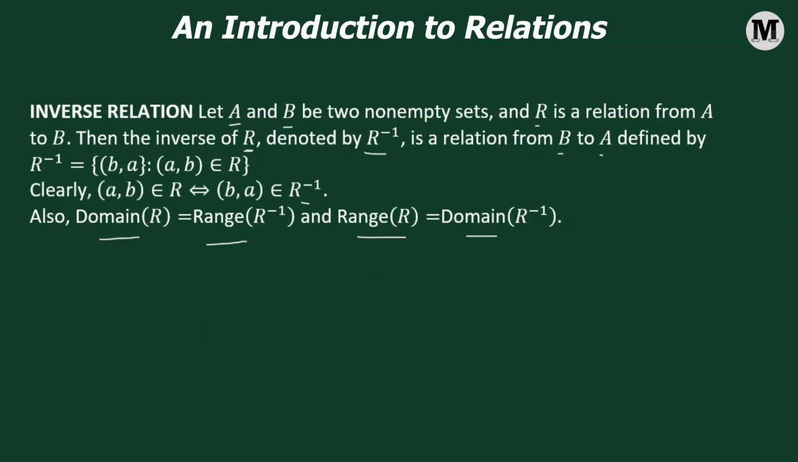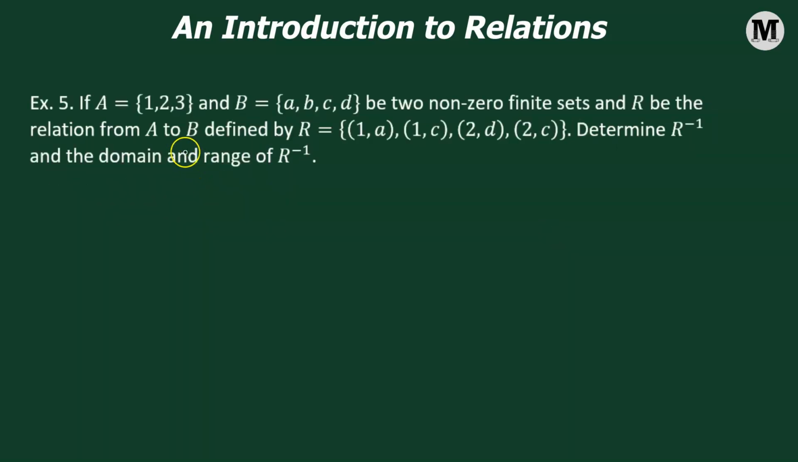Let's do one numerical. So here we have two sets A and B. A contains the elements 1, 2 and 3. B has 4 elements: a, b, c and d. These are both non-empty finite sets. And we have a relation R going from A to B, which is defined as the set containing 4 ordered pairs: (1, a), (1, c), (2, d) and (2, c). We need to determine the inverse of the relation R as well as the domain and range.